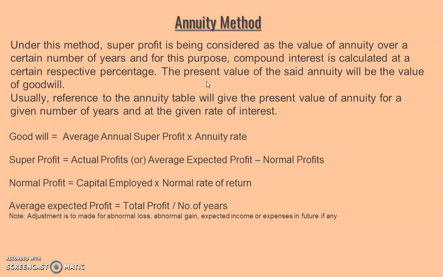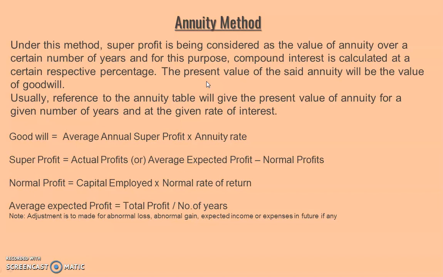So, though we have a formula for finding the present value of money, here in problems on computation of goodwill, we always provide an annuity factor. By using this annuity factor, we are going to find the goodwill. The formula for finding goodwill is average annual super profit into annuity rate. The annuity rate will be given in the question itself.